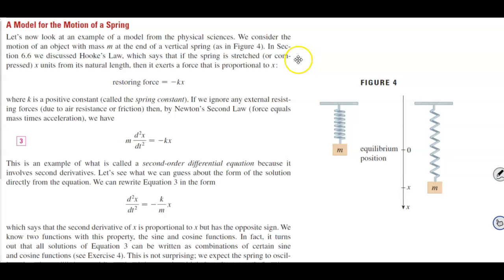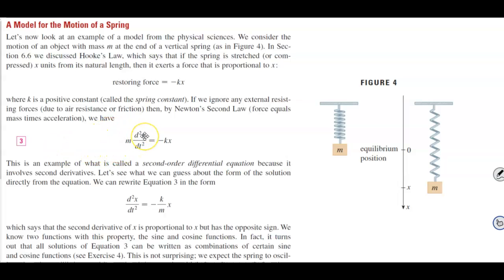In section 6.6, we discussed Hooke's law, which says that if the spring is stretched or compressed x units from its natural length, then it exerts a force that is proportional to x, which is the restoring force, equal to negative kx, where k is a positive constant called the spring constant. If we ignore any external resisting forces due to air resistance or friction, then by Newton's second law, force equals mass times acceleration, we would have the following.